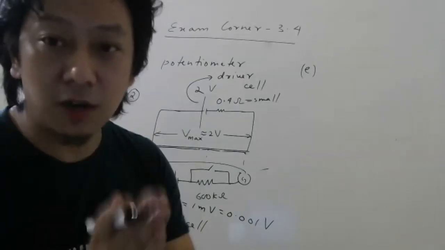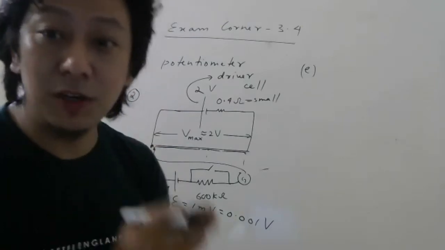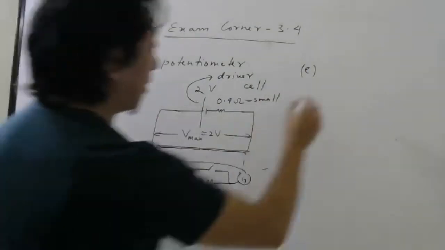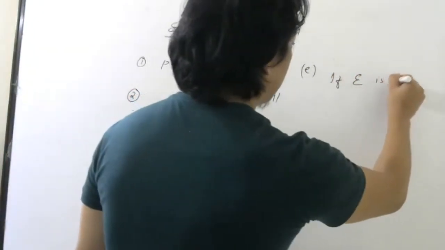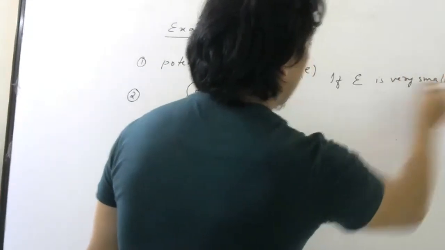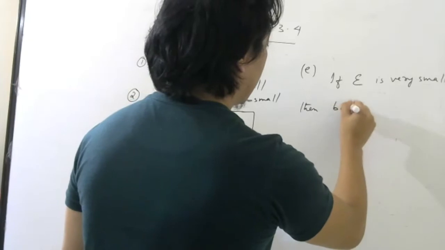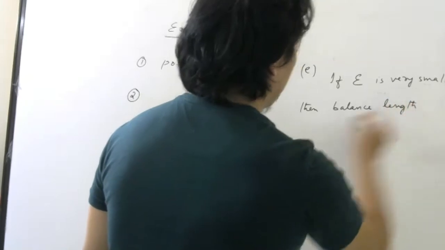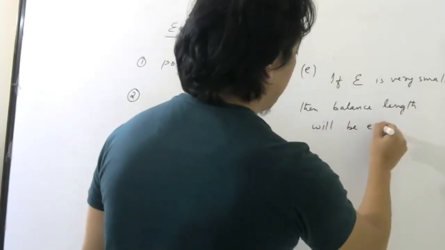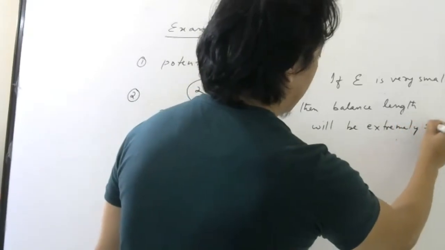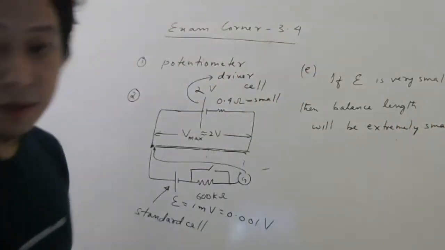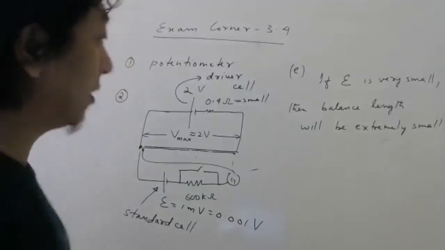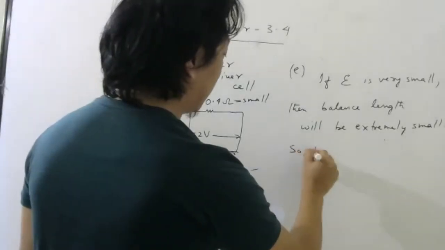So it is always better to solve all the questions which are there in NCERT, including the conceptual questions, not only the numerical questions. So in part E, if the cell to be measured, if E is very small, then balance length will be extremely small. So while measuring it, it may not be possible, because it may become less than the least count. So the method will not work.